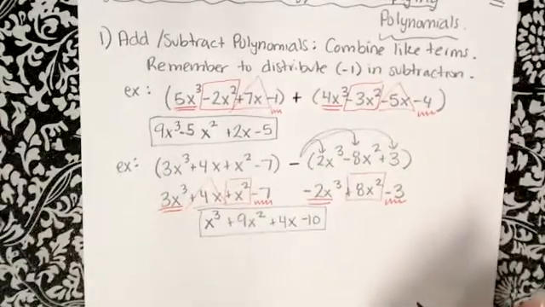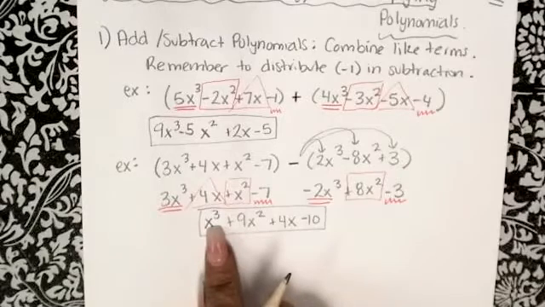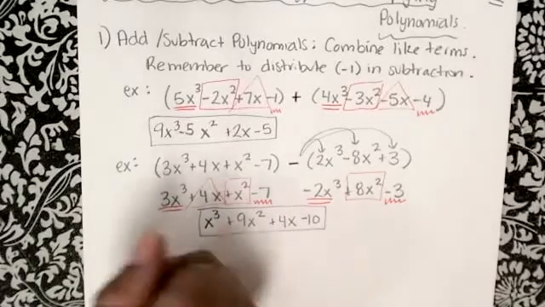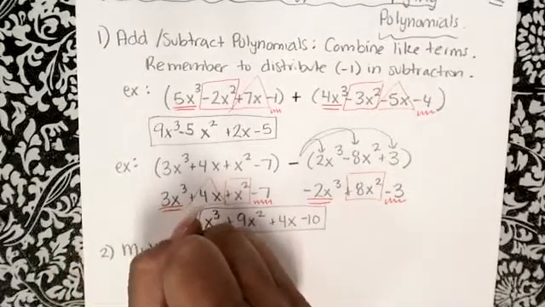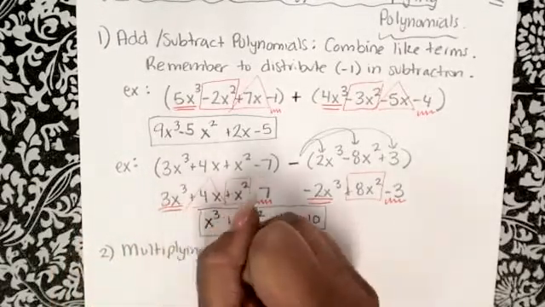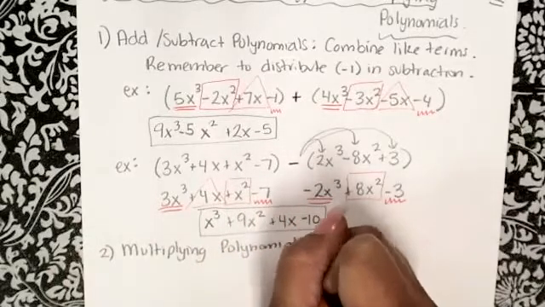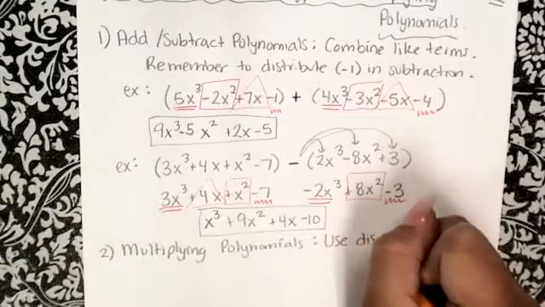So when you are adding and subtracting polynomials, you just combine like terms. Keep the variable the same, just add the coefficients or subtract the coefficients. Next, we're going to move on to multiplying polynomials. We are basically using the distributive property.